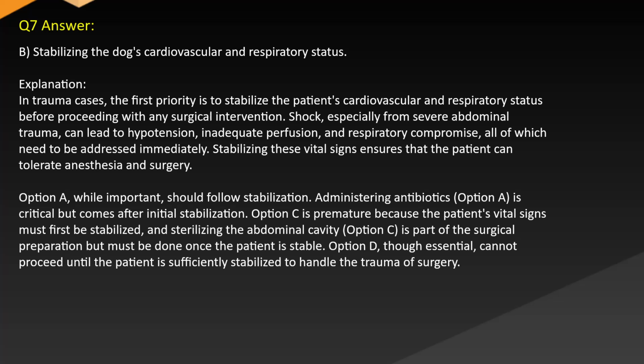Option A, while important, should follow stabilization. Administering antibiotics, option A, is critical but comes after initial stabilization. Option C is premature because the patient's vital signs must first be stabilized before sterilizing the abdominal cavity. Option C is part of the surgical preparation but must be done once the patient is stable. Option D, though essential, cannot proceed until the patient is sufficiently stabilized to handle the trauma of surgery.